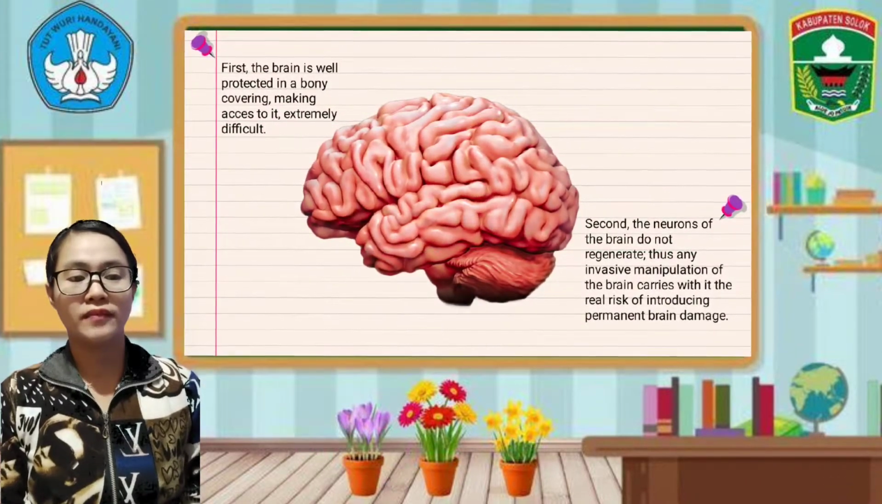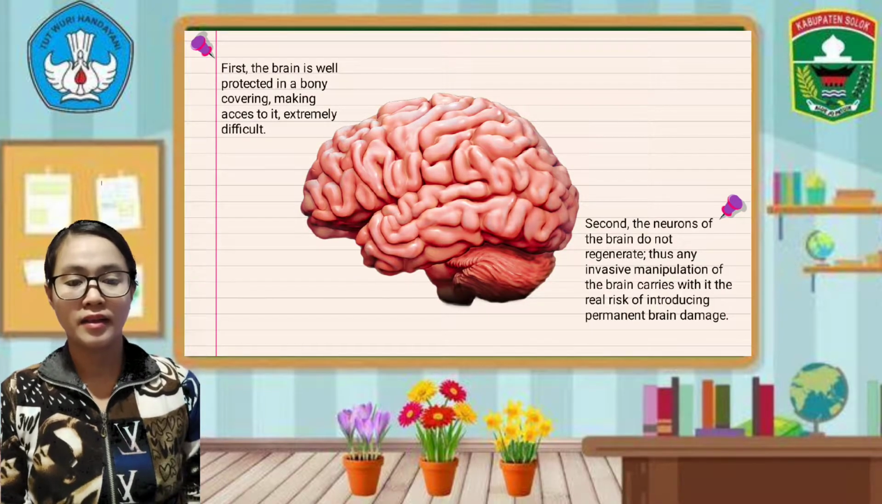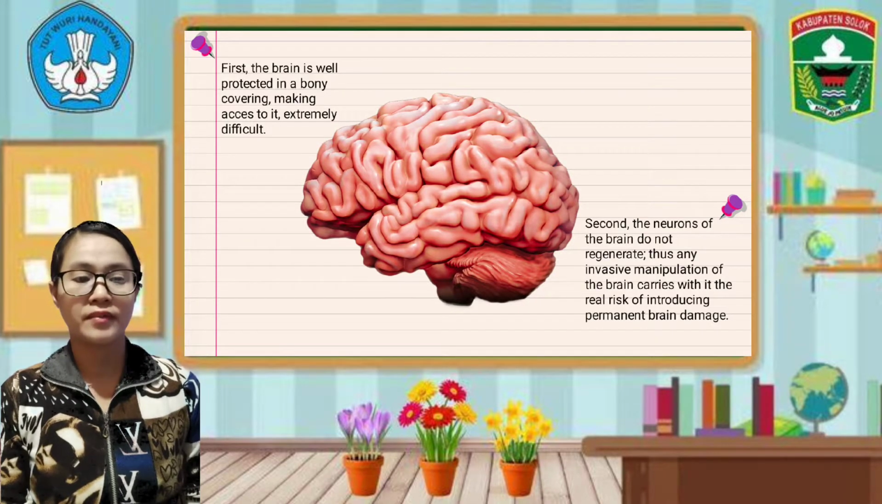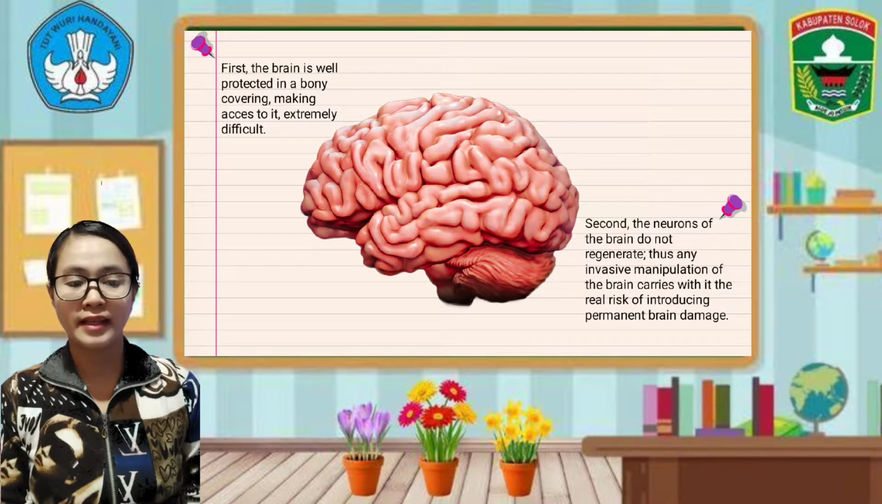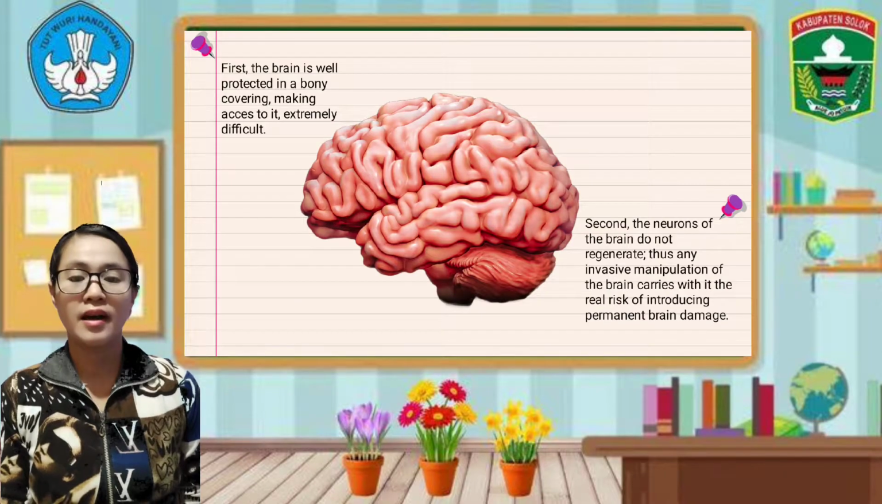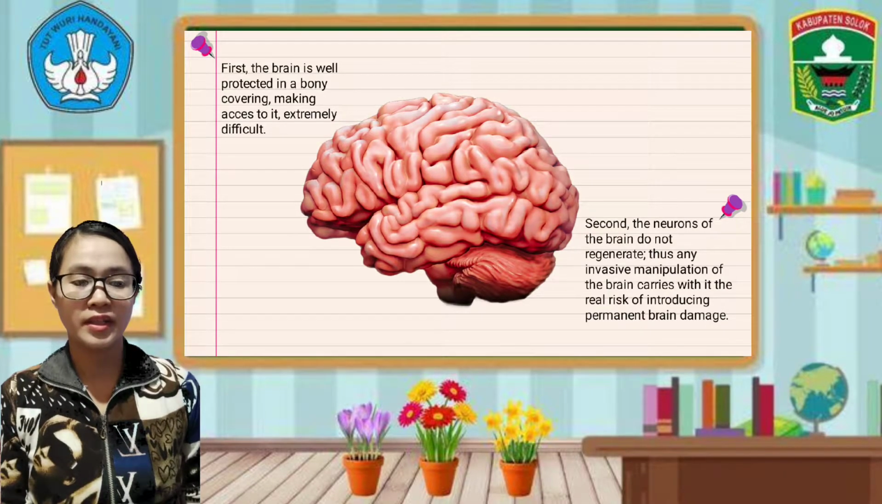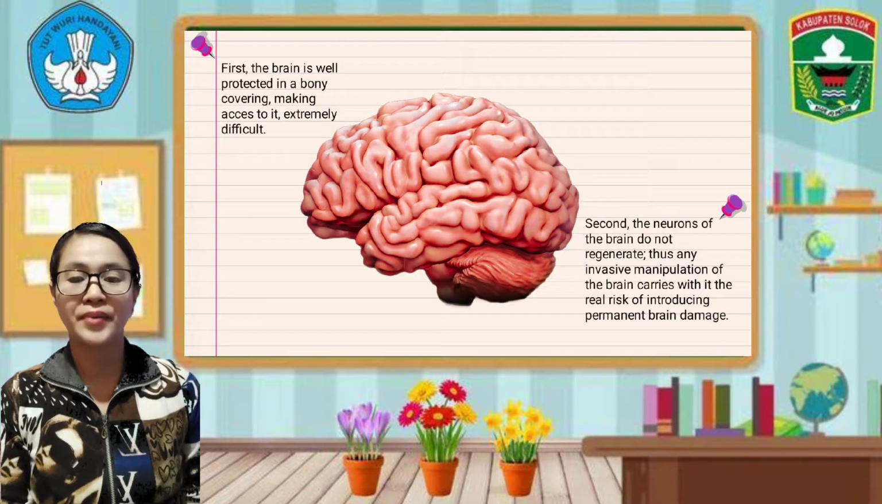The brain is one of the most complex organs of the human body. Hence, knowledge about its inner workings is extremely limited. The study of the human brain is made difficult primarily for two reasons. First, the brain is well protected in a bony covering, making access to it extremely difficult. Second, the neurons of the brain do not regenerate. Thus, an invasive manipulation of the brain carries with it the real risk of introducing permanent brain damage.